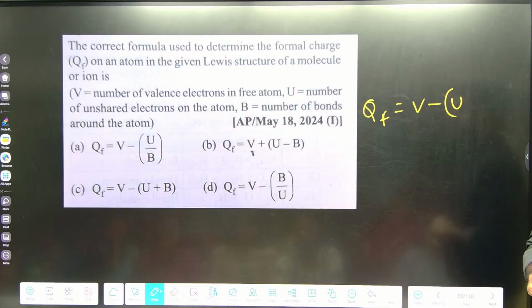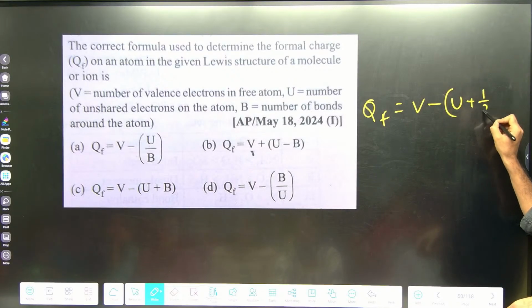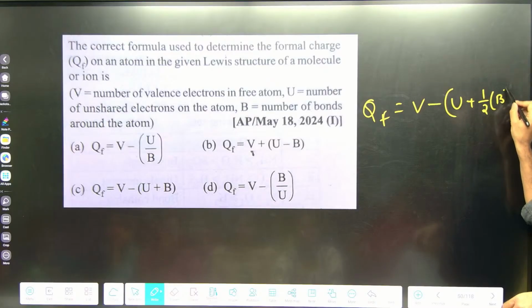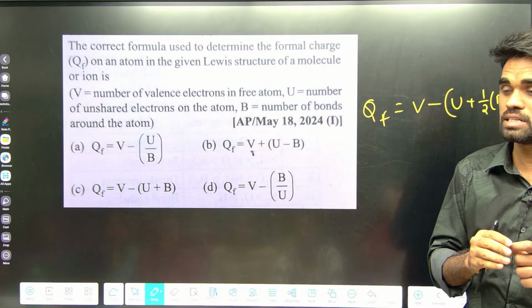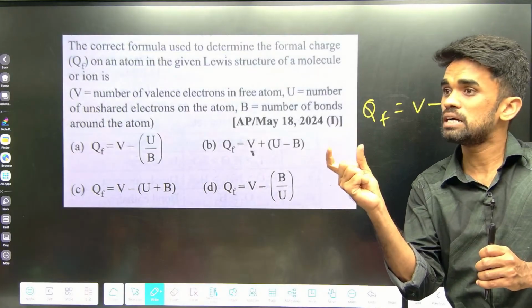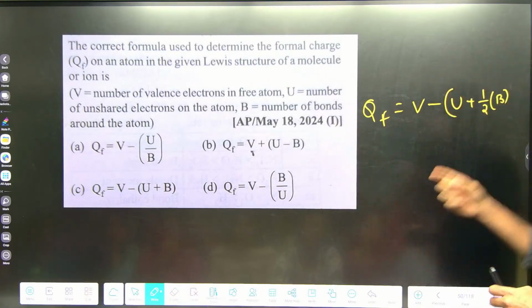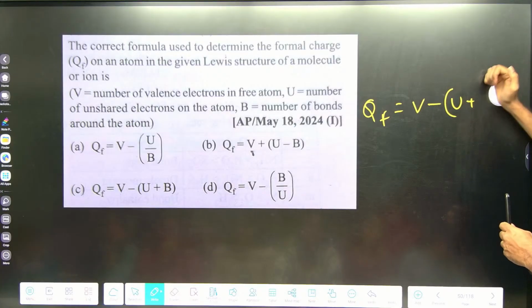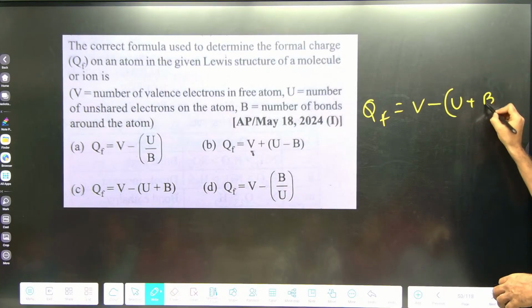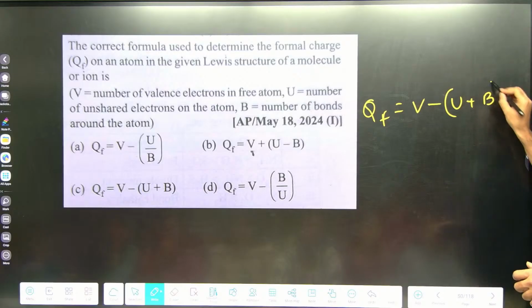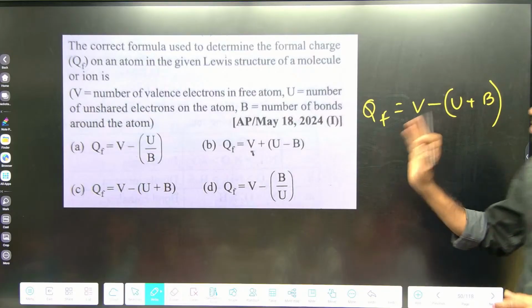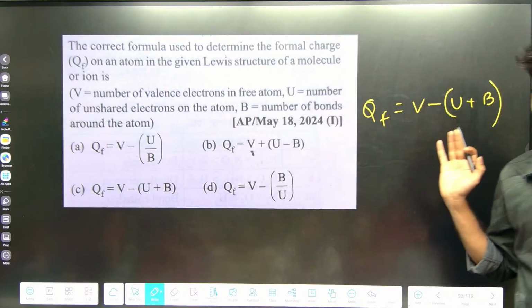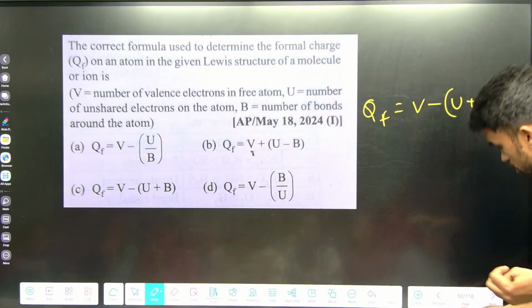Next, plus half of the bonding electrons. In one bond, 2 electrons are there. Instead of saying bonding electrons, can I say this as the number of bonds itself? That's it. So you can see where we have this kind of formula. That is your answer. Okay, you got what we are doing? Yeah, fine. Next.